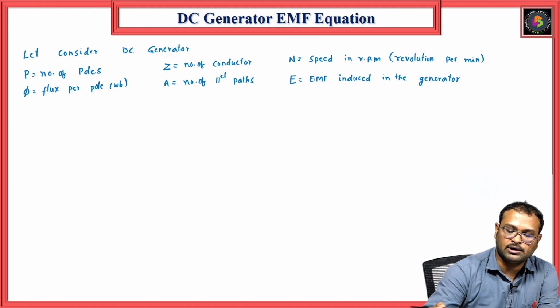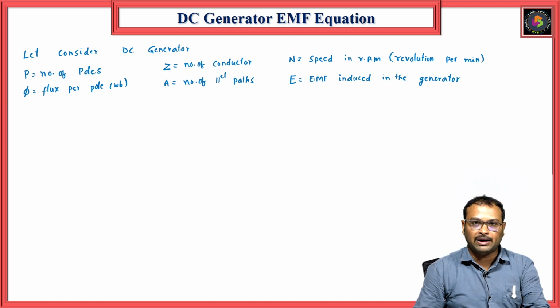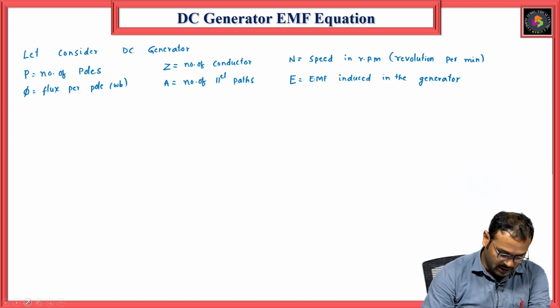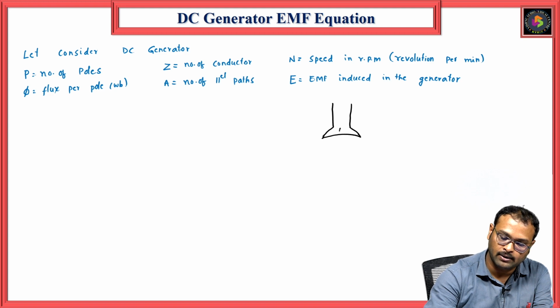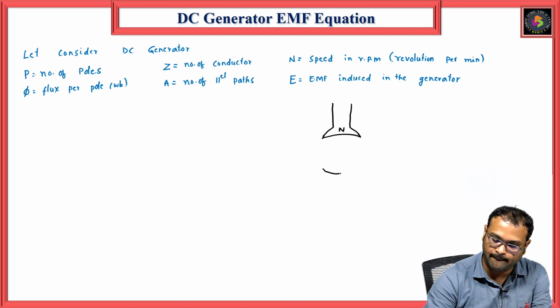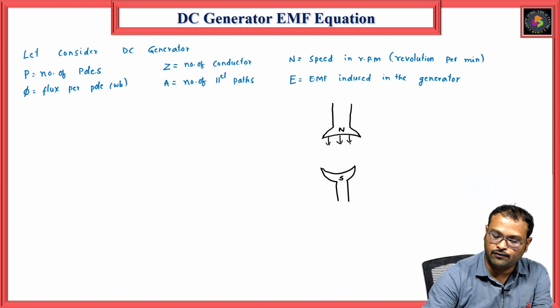Now we will go to the concept. We consider P number of poles. For understanding purposes, I am taking a two-pole structure and drawing it. This one is the north pole and this is the south pole. We know poles are always in even numbers. It is a two-pole machine, and flux will flow from the north pole to the south pole.